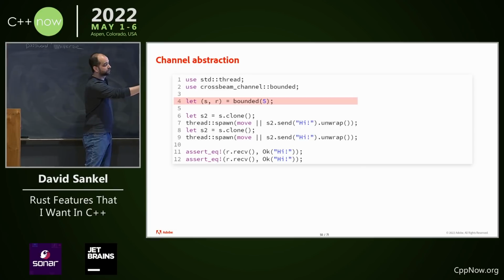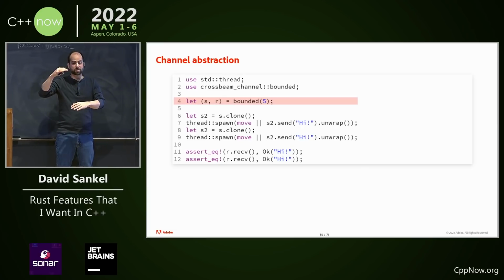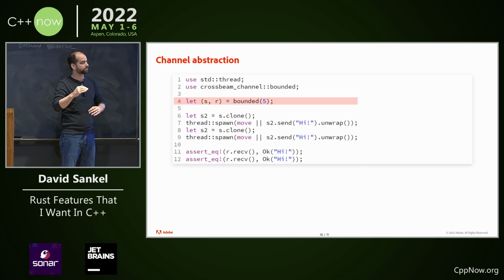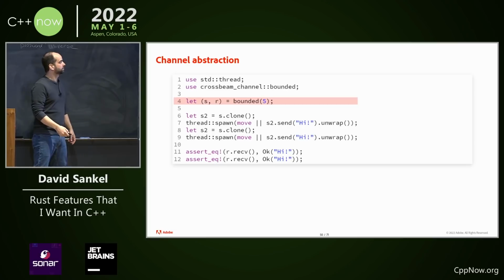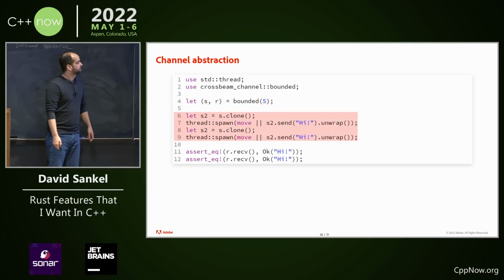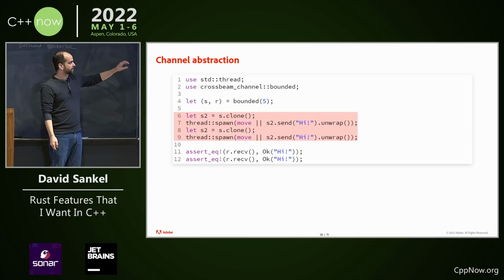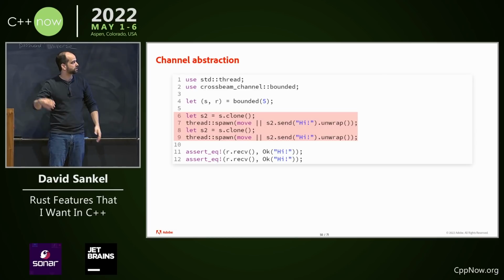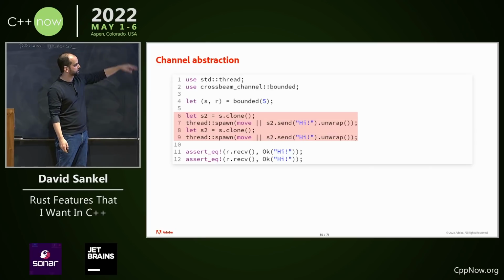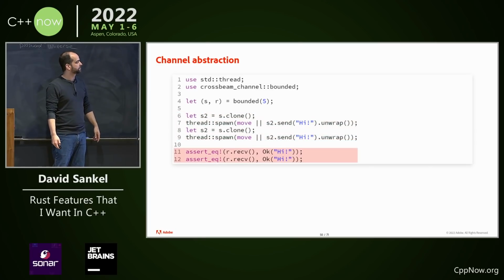Bounded 5 means that there can be no more than 5 things in this queue at a time. You can have a bunch of different threads throwing things into the sender and a bunch of different threads pulling things out of the receiver. The way you do this is you clone the sender and then move it into your thread, and the thread will use that to send things. Here I have just 2 different threads doing that. The receiver, you can clone that too, but we're not doing that here. We just call r.receive, and then you get the value out of it.